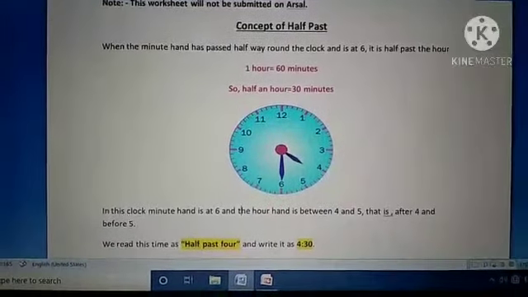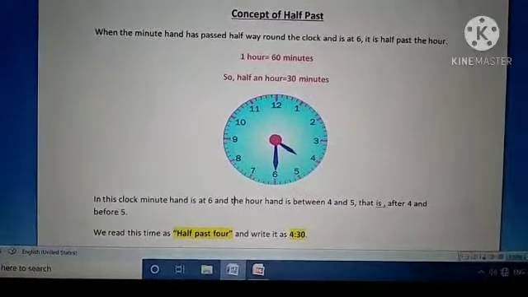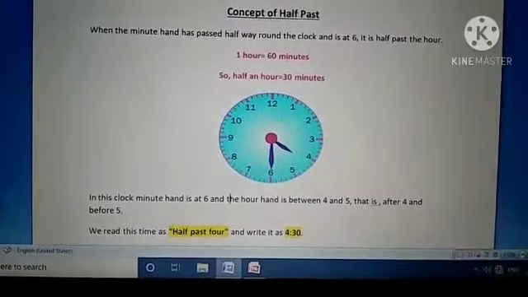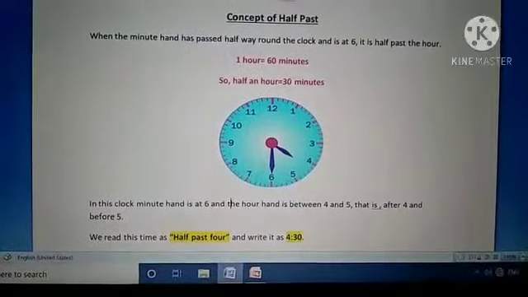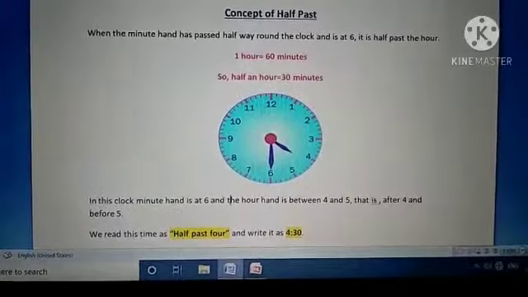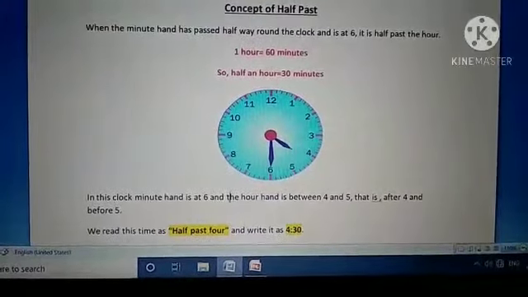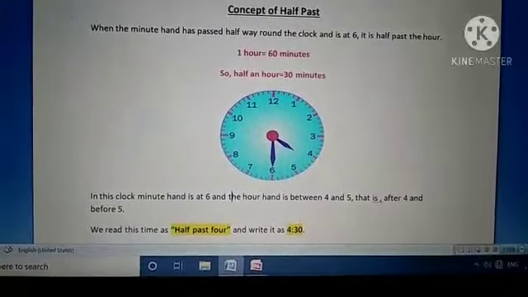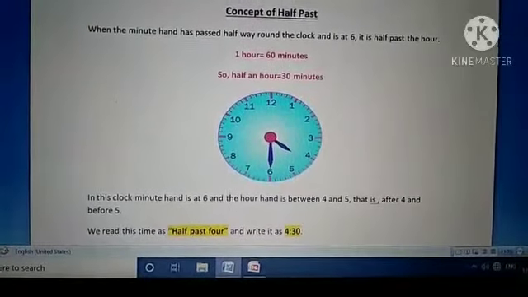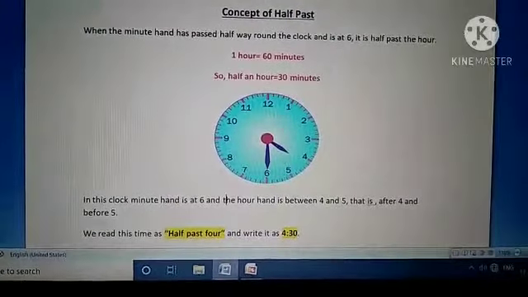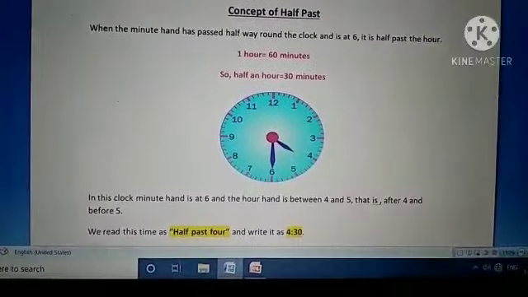This is a clock. In this clock, the minute hand is at 6 and the hour hand is between 4 and 5. You can easily see. So where is the minute hand? The minute hand is pointing towards 6. That is the long hand. And the hour hand is between 4 and 5, means after 4 and before 5. So it is read as half past 4.